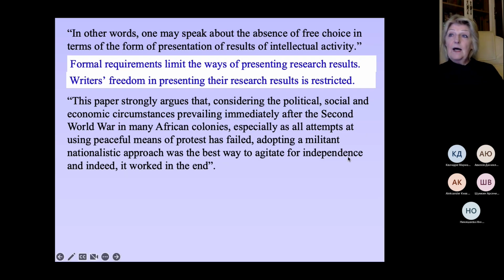Look, if we pick out now in this particular sentence, actually it's a thesis statement. Pick out the necessary words. What will be the informative words? You said African colonies, yes. Second World War, yes. What else? What is the most important word? African colonies. Huh?